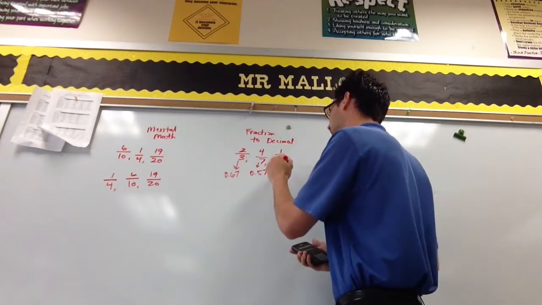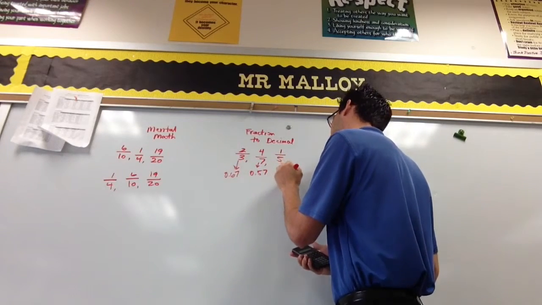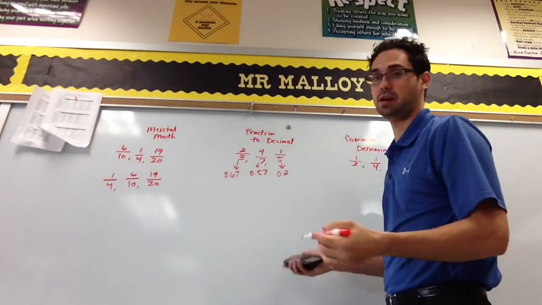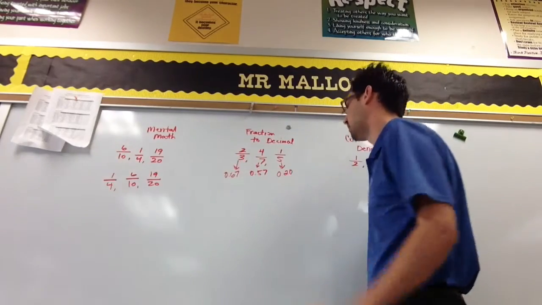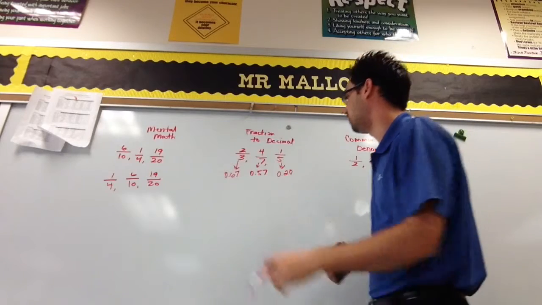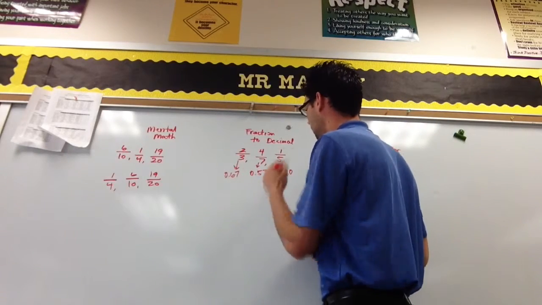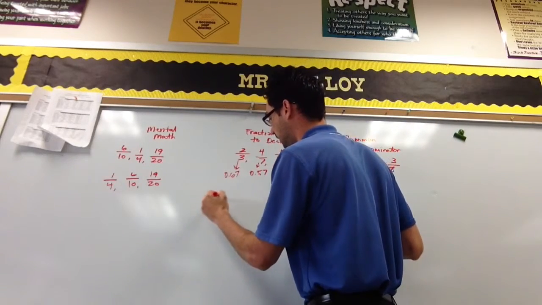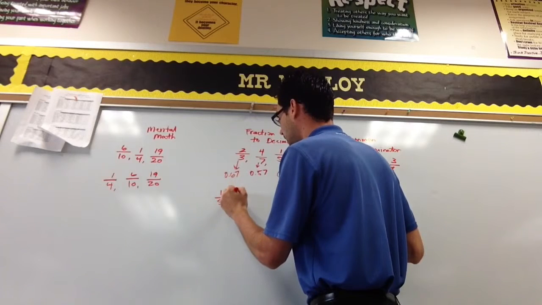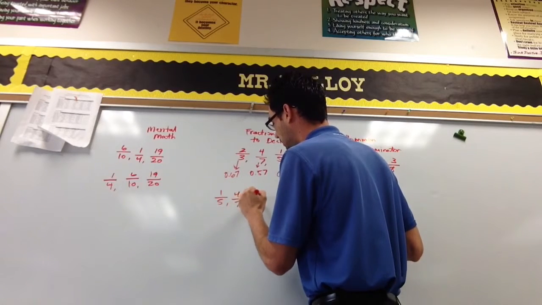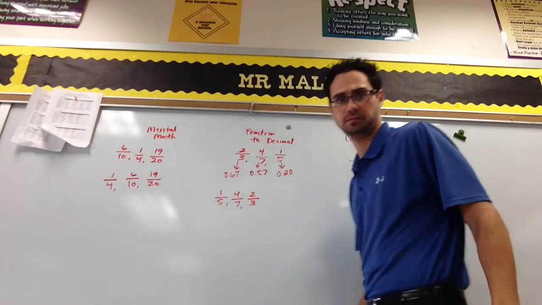And then 1 divided by 5 is 2/10. And 2/10 is how many hundredths? Well, it's 20 hundredths, so we can put the 0 there. And then I can use the decimals to put the fractions in order. So it would be 1/5, 4/7, 2/3. Okay?